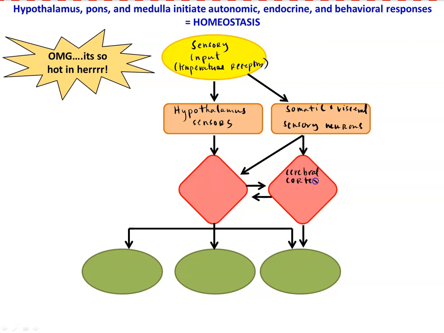And if folks remember what's in the cerebral cortex. So for our example, we are going to be concerned with the primary somatic sensory cortex, because that's where we perceive heat or perceive a cold temperature. And we also are going to talk about the primary motor cortex. Okay, cool.